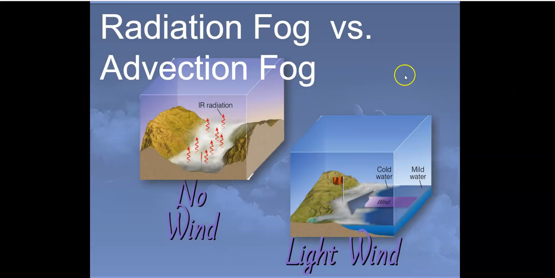So radiation fog versus advection fog. You're going to see that advection fog as that cold water, mild water. The wind is blowing. The cold air is sinking downhill in both situations. This is causing that radiation to rise because the cold air is pushing it out of the way. Light winds can actually bring that across, and you might see this down at the lake.